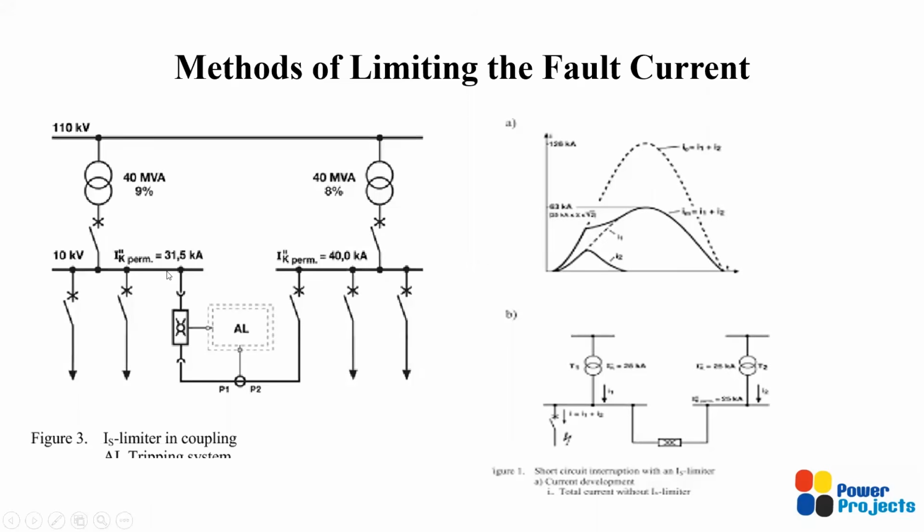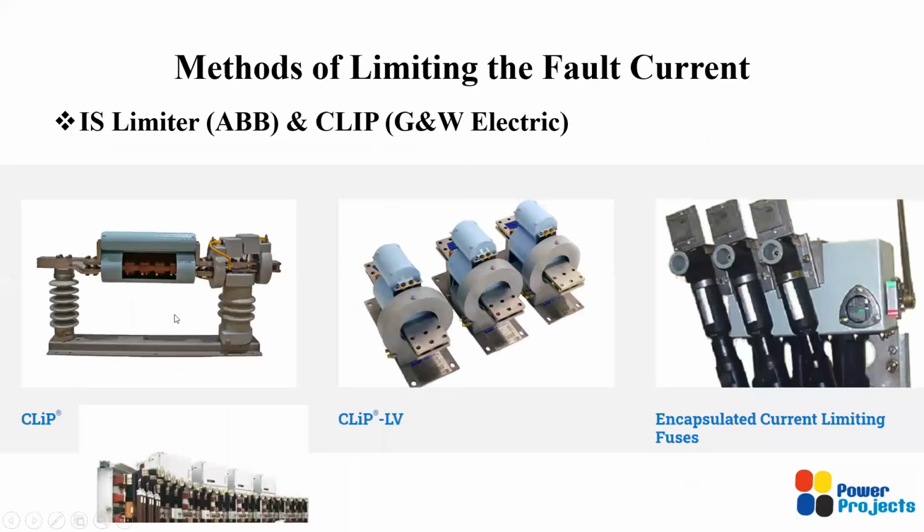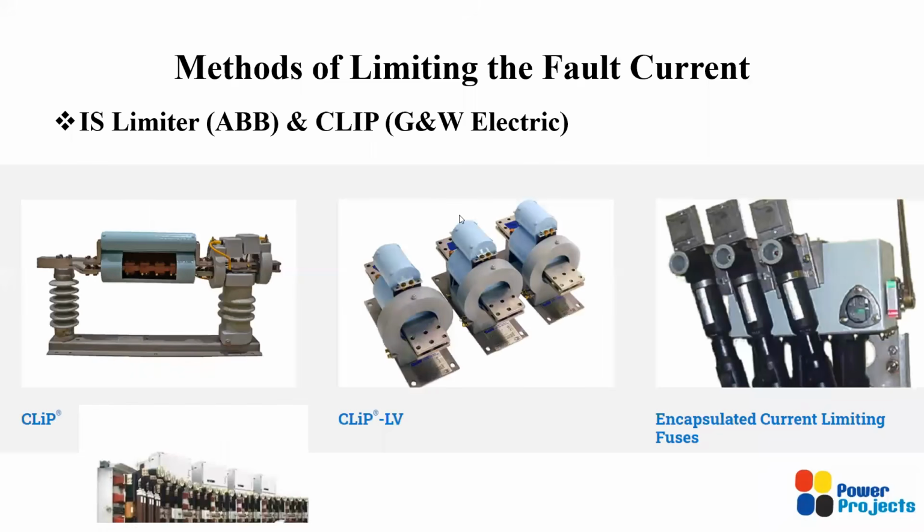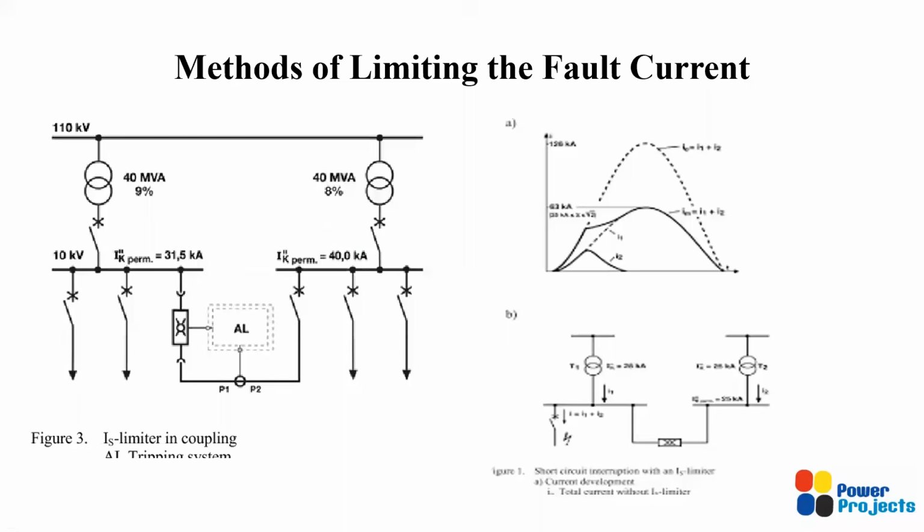Okay. So if we want to parallel these two transformers, then that may exceed the switchgear rating. So in that case, probably I can add the IS limiter at the bus coupler. The IS limiter is nothing but a fuse. That fuse blows in 3 milliseconds. That means before the actual current reaches its maximum value, this fuse blows and isolates the systems and reduces the fault current to a smaller value. So that's what both this IS limiter from ABB and CLiP from G&W Electric do.